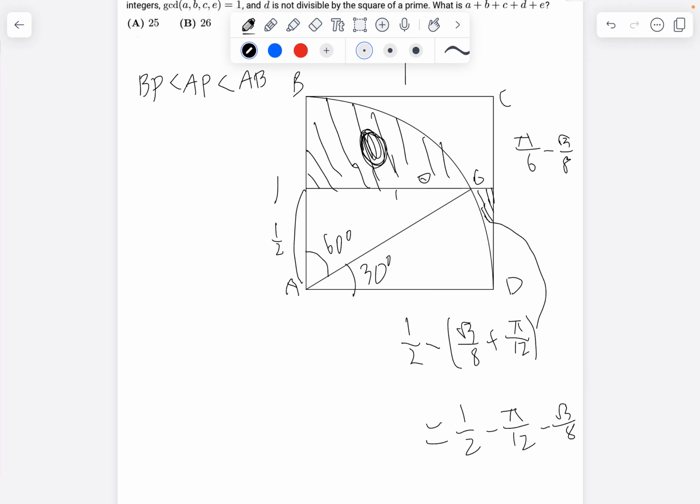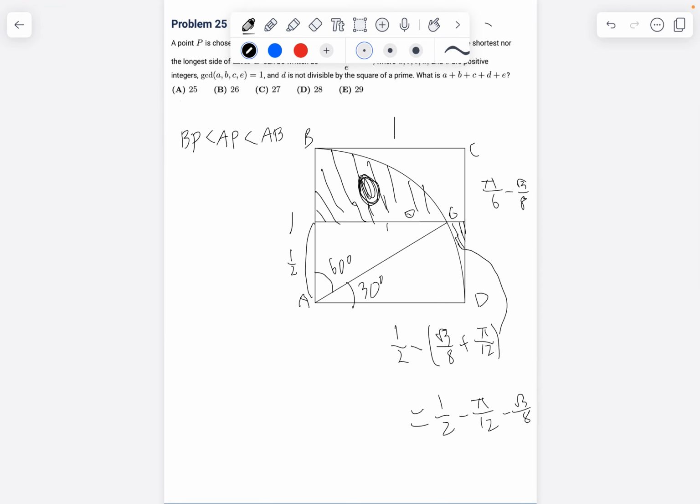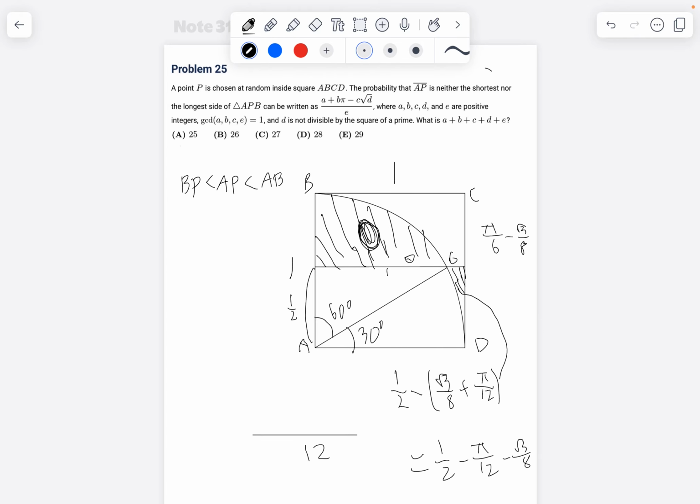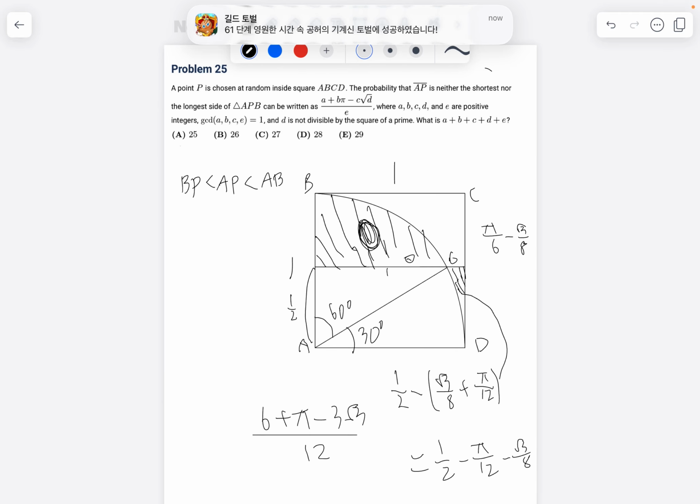Now we need to add both of the shaded regions. This turns into (6 + π − 3√3)/12. So we can know that A is 6, B is 1, C is 3, D is 3, and E is 12.